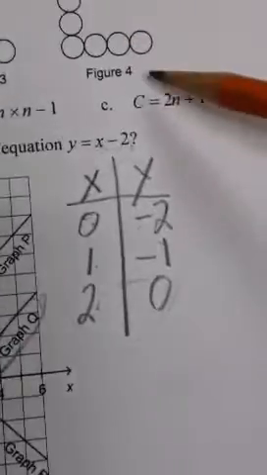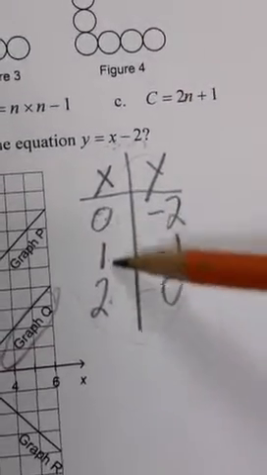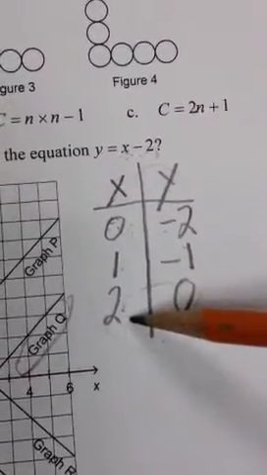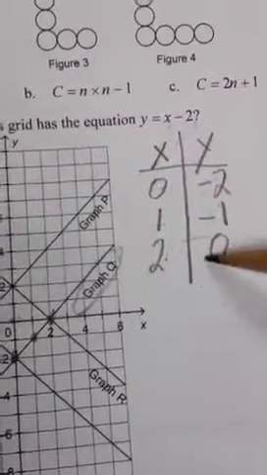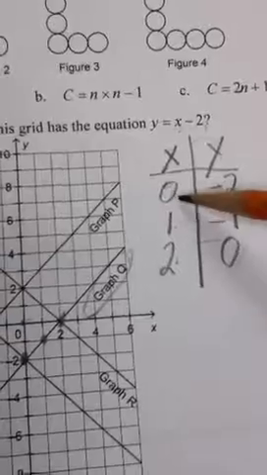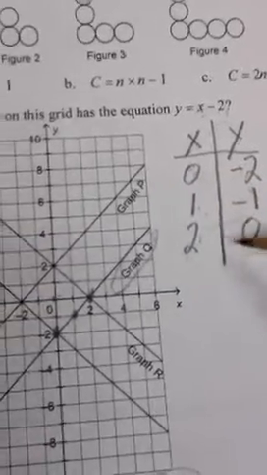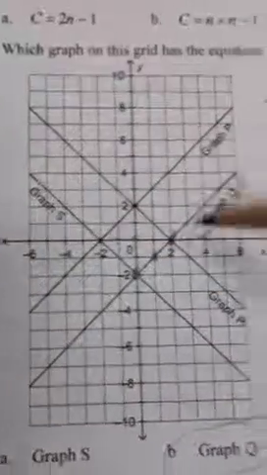Step 1, make a table of values. Step 2, put in some small numbers that are easy to calculate, and then figure out what y is going to be, and then know that these 3 points, 0, negative 2, 1, negative 1, 2, and 0, have to be on your line, and there's the answer.